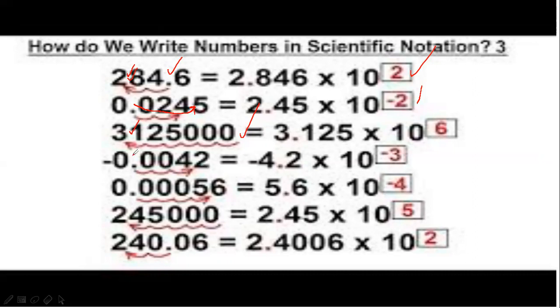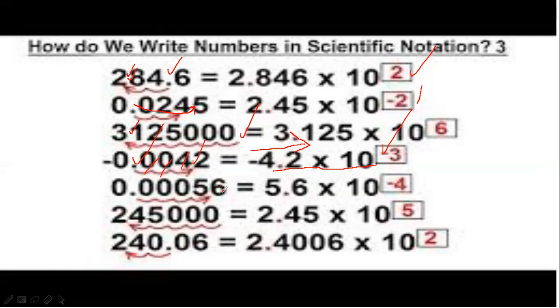The next number is minus 0.0042. Here the decimal place is this one and we want to shift here. How many numbers are there? 1, 2, and 3. So minus 4.2 cross 10 raised to power minus 3. You are shifting the decimal place towards the right, from left to right, so the power should be negative. And there is one non-zero digit before the decimal point. So it's a scientific notation.